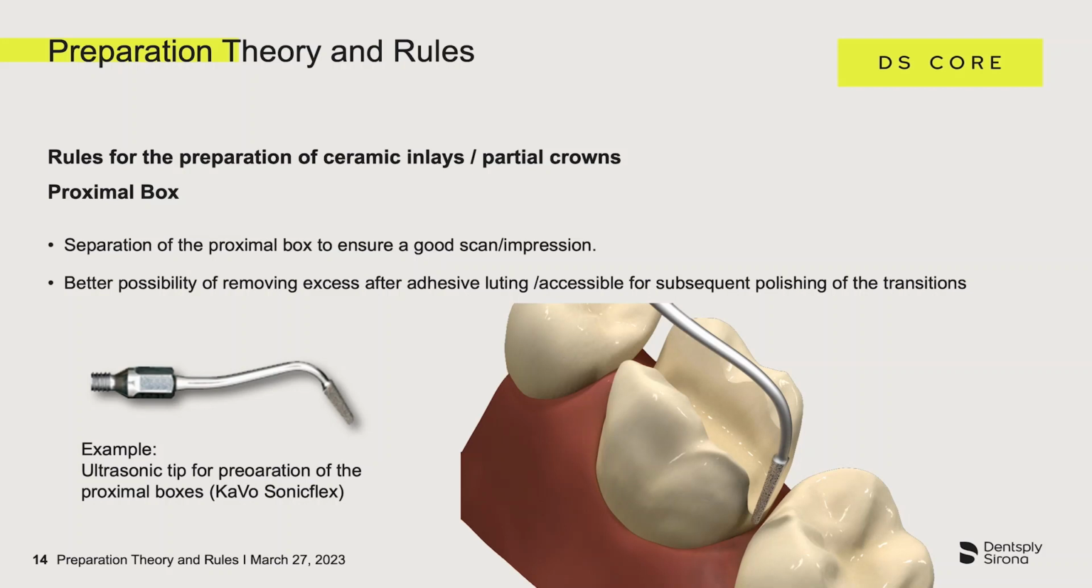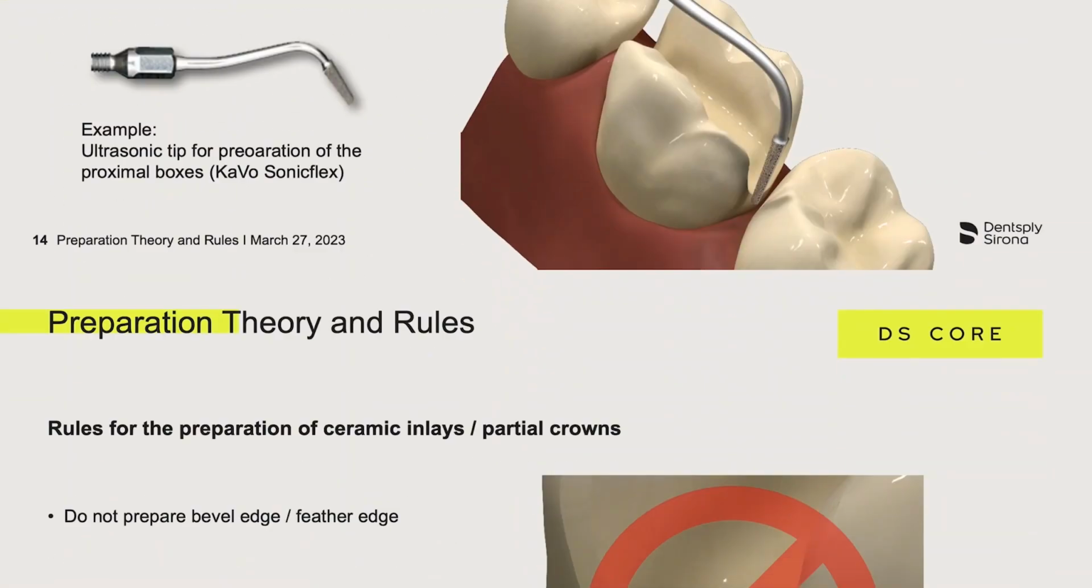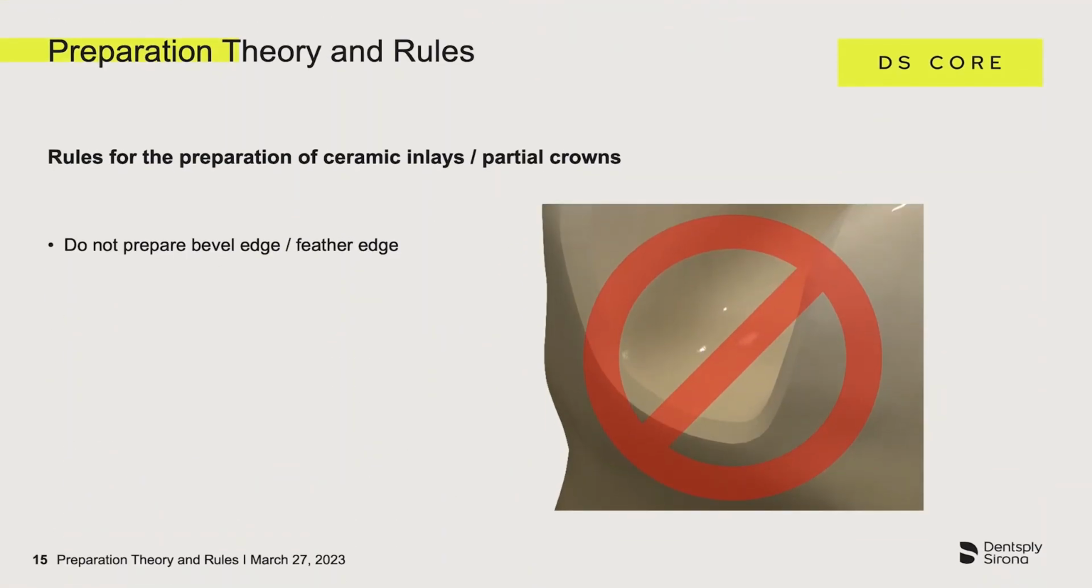In principle, a pre-preparation with rotating instruments would take place and then the finishing with the sonic tips. Depending on how wide the box is, for example, a molar or premolar preparation, these sonic tips are available in different sizes. A feather edge or bevel edge should never be prepared, as this will cause the ceramic to burst out and the minimum layer thickness cannot be maintained.